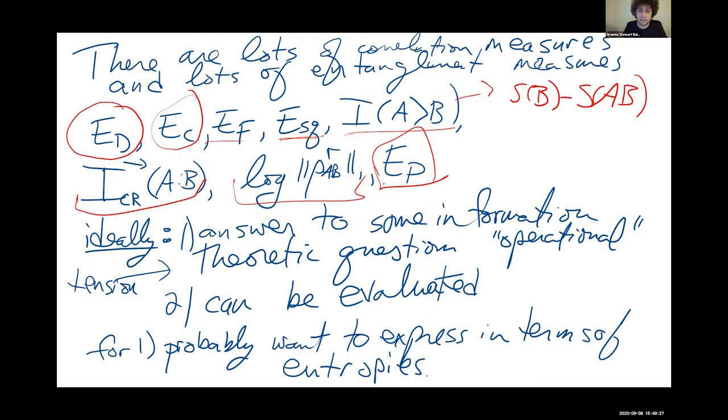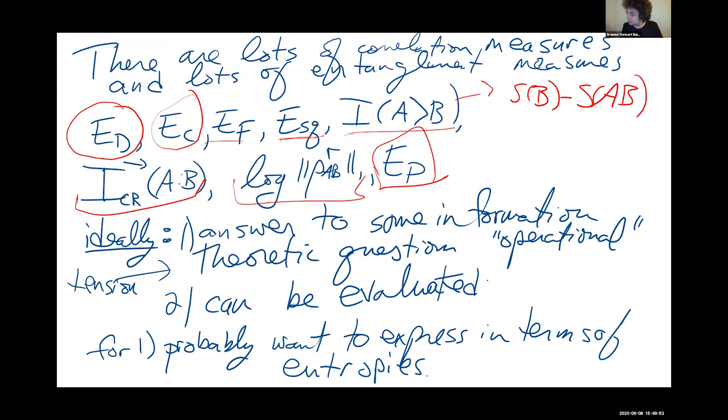So ideally, you would like your correlation measure to answer some information theoretic question. The way people talk about this is they ask, is this an operational quantity? Does it answer some question that I would like to answer in terms of communication or extracting randomness, some kind of protocol I could do?